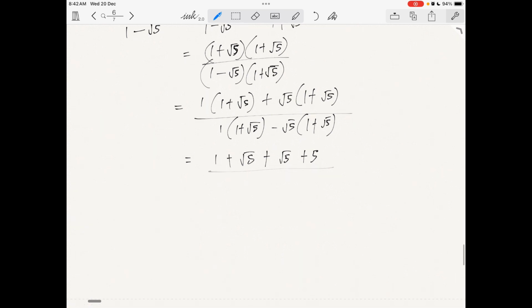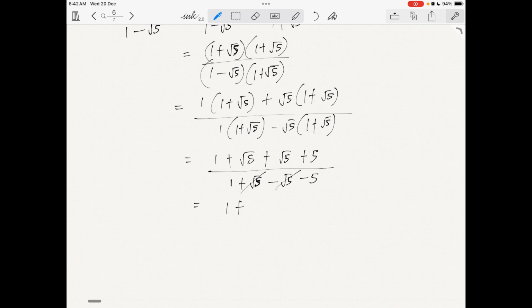Okay, and this 1 multiplied by 1 will give us 1. 1 multiplied by root 5 will give us root 5. Root 5 multiplied by minus root 5 multiplied by 1 will give us minus root 5, and minus root 5 multiplied by root 5 will give us minus 5. So this cancels out this, so we are left with 1.